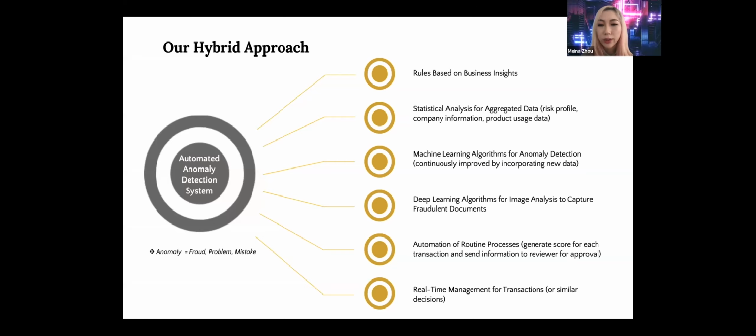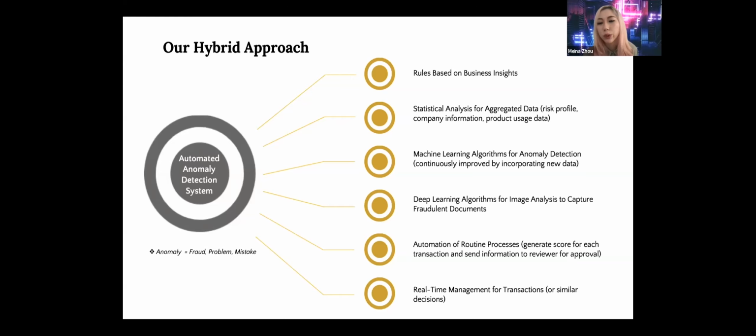And then the fourth one is a deep learning algorithm for image analysis to capture fraudulent documents. I think this is really applicable because a lot of those healthcare insurance claims are in PDFs. Or let's say if you want to do a receipt analysis, those are usually pictures taken by the employee or by the business partners. So a lot of times we actually need to adopt deep learning algorithms for image analysis to capture the key information from those fraudulent documents or pictures.